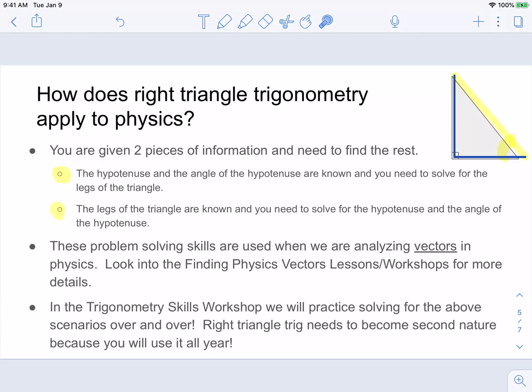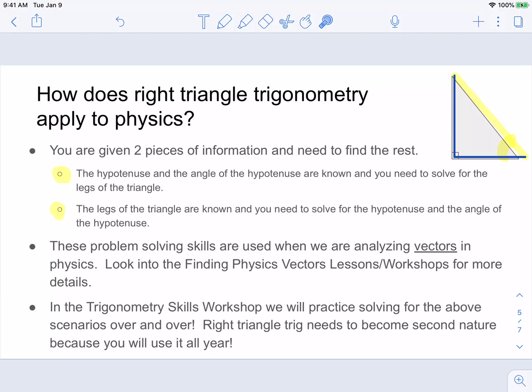This ties into something known as vectors in physics. And folks, we use vectors all through the school year whenever we are solving for different things. I have a whole other set of lessons set aside to talk about vectors, but right now we're just trying to get the basic trig concepts down, so when we get to vectors, you're not like, whoa, what are you talking about, Pythagorean theorem? What do you mean sine or cosine? So at this point, what we're trying to do is solidify those trigonometry skills through lots of practice. That's all I'm doing in the workshop.